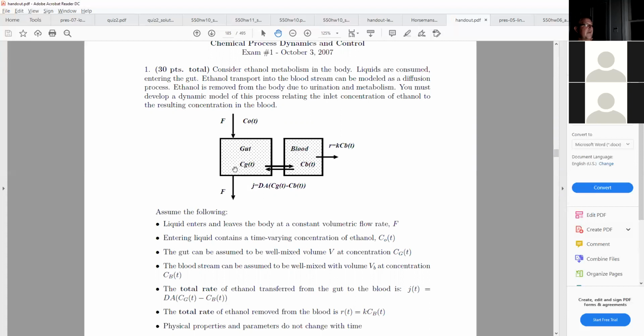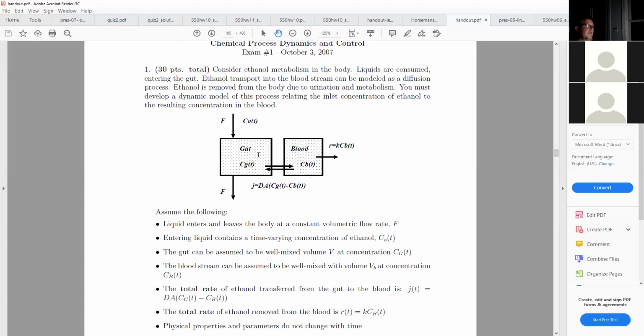So you've got two different balances to write: the concentration of ethanol in the gut, and the concentration of ethanol in the blood. You can figure out how much ethanol is flowing in due to this flow rate and that concentration. You can figure out how much is flowing out due to that flow rate and that concentration. You can figure out how much you're losing from the gut based on that diffusion rate, and how much is going into the blood volume based on that diffusion rate. And this looks a lot like HA delta T, right? You've got a fudge factor and area term, constants, and this delta.